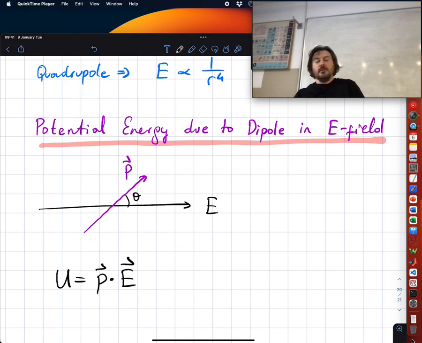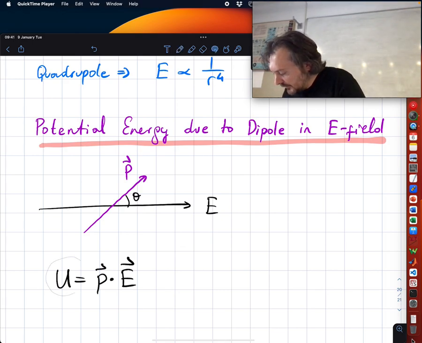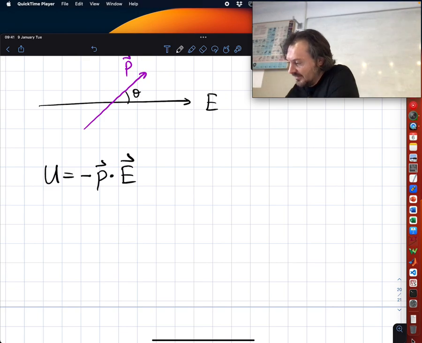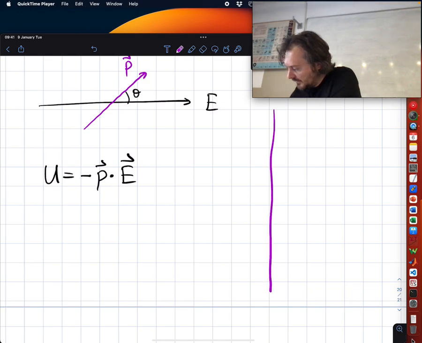Okay. I was going to make a point and I wrote exactly the opposite. Minus P dot E. Why? When it is aligned, it is as negative as possible, right? And when it is opposite, when the vectors are opposite, it's as positive as it gets. In other pictures, because I'm going to draw a picture now. This is U.